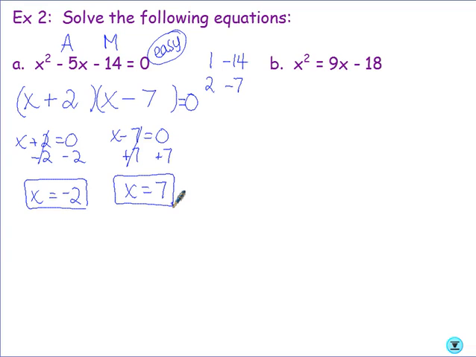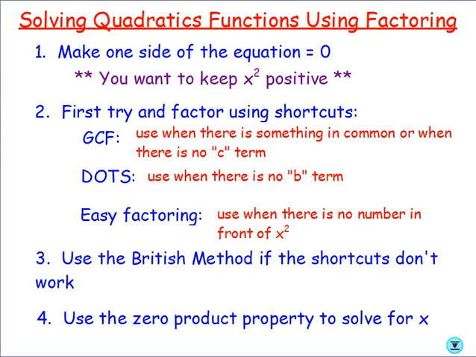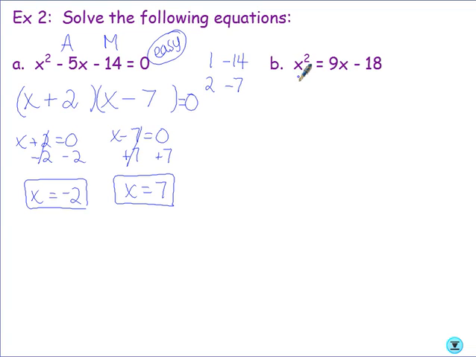Is the equation equal to 0 like this one was? The answer is no. Now, let's look at our little helpful hint. Remember, you always want to keep x squared positive. Is x squared positive right now? Yes. You do not want to move it. Since we can't move it, that means that these two terms are going to have to move to the other side of the equation. Well, the way we do that is to do the opposite.